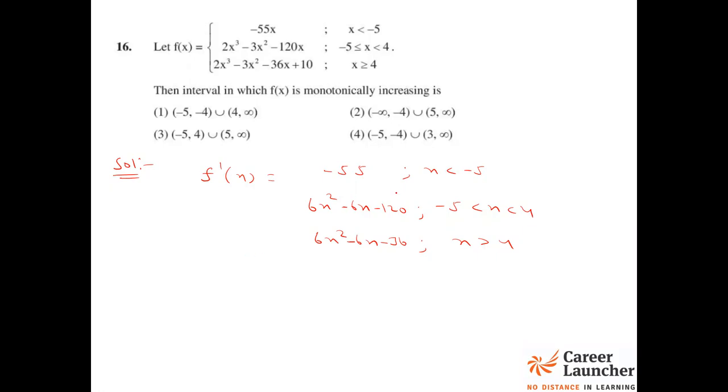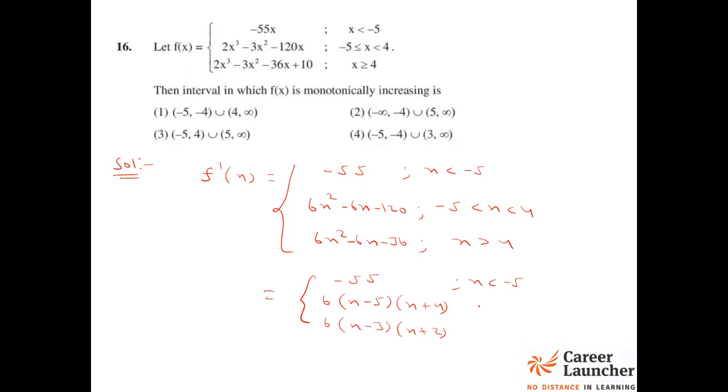So if you observe here, we need to find whether it is increasing. For the function to be increasing, the derivative must be positive. So we need to identify when this derivative is positive. If you find factors for this, we can write it as minus 55, taking 6 common. The factors will be 6 times (x minus 5)(x plus 4), and (x minus 3)(x plus 2).